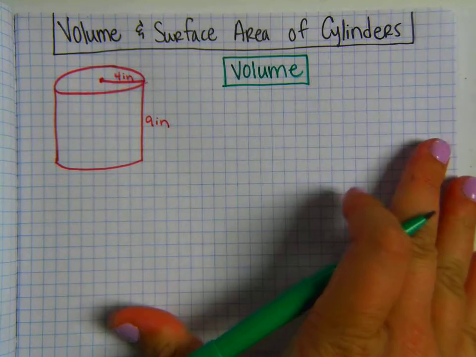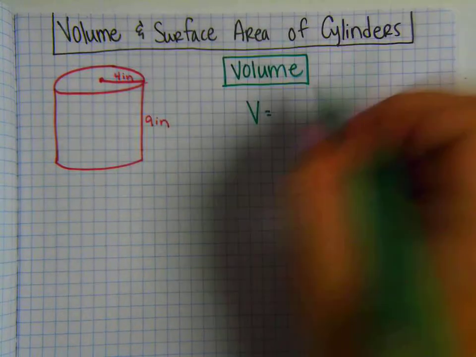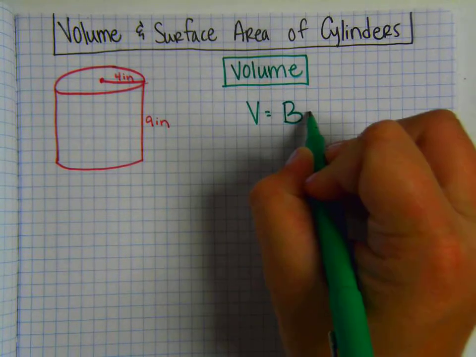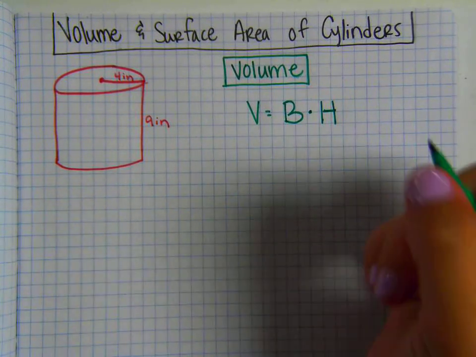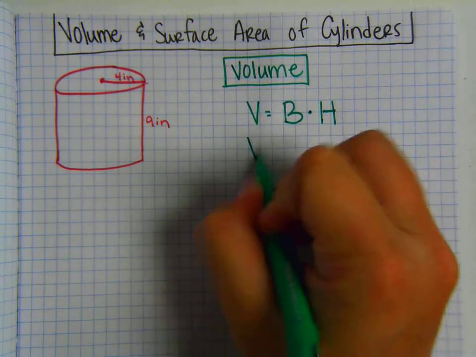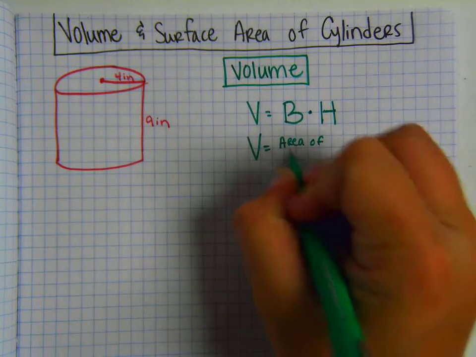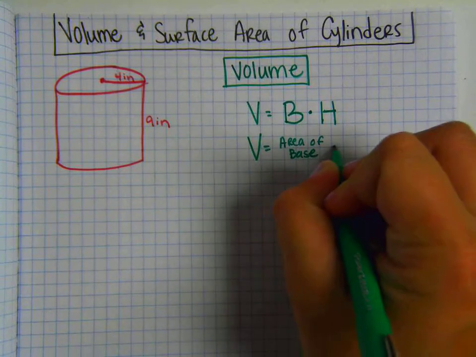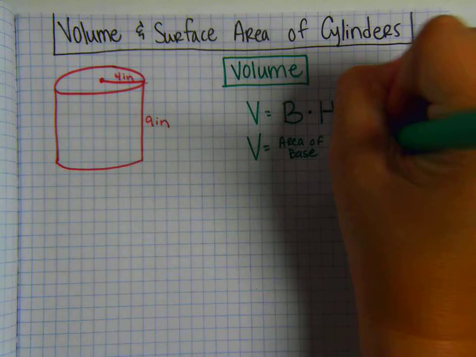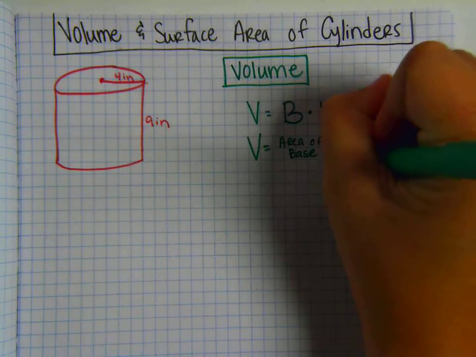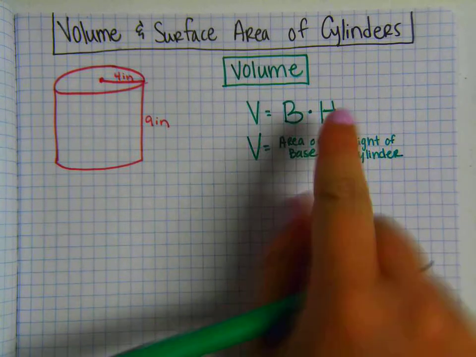So volume is going to be first. And to find the volume of a cylinder, it's going to be the area of the base times the height of the prism. So let's write that out. The area of the base, that's what big B stands for, and the height of the cylinder. So we have big B times big H.